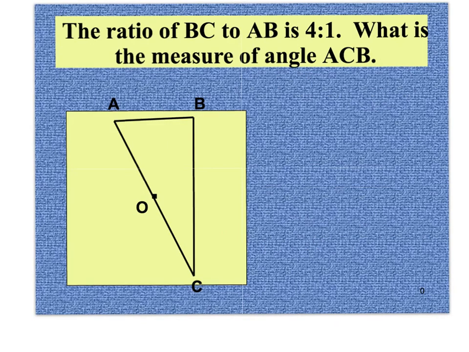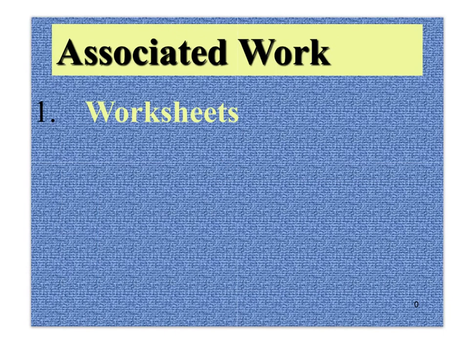The ratio of BC to AB is 4:1. What is the measure of angle ACB? Okay, we're not going to be able to complete this problem at this time because when I filtered in these PowerPoint slides, it doesn't appear that this diagram filtered in correctly. There's supposed to be a circle someplace here, and I don't remember what this looks like, so we're just going to skip this problem at this time.